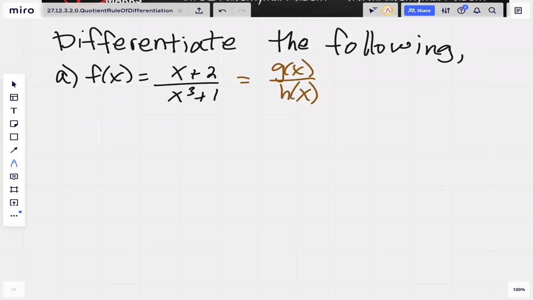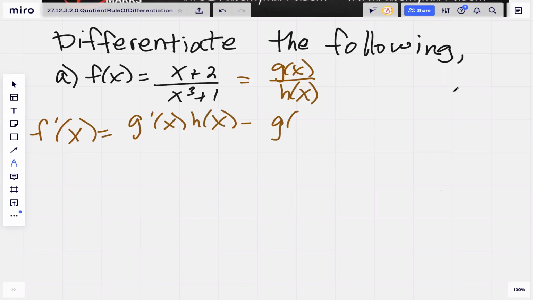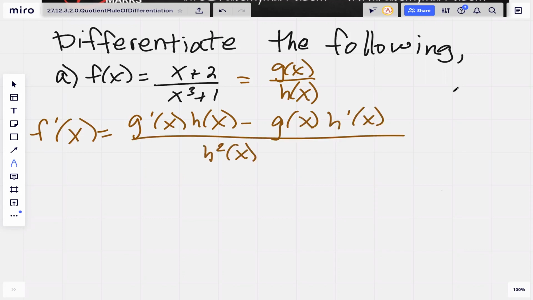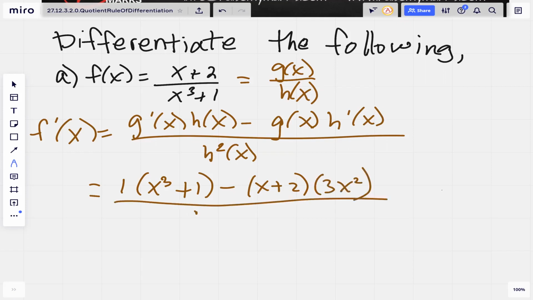Now we'll write out little f of x equals, and we'll write out the quotient rule once so that you get a feel for it. So little f prime of x is g prime of x times h of x minus g of x times h prime of x, all over h squared of x. Let's start plugging things in. So g prime of x is 1, times h of x, minus x plus 2 times h prime, which is 3x squared, all over h squared, which is x cubed plus 1, all squared.